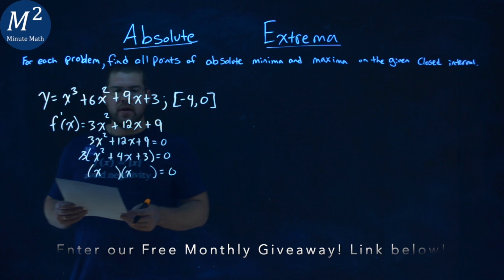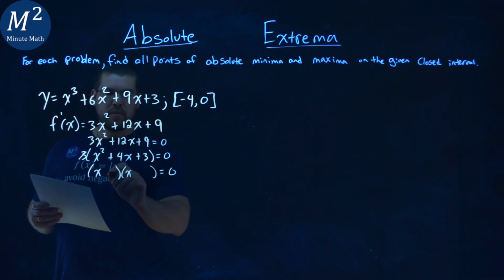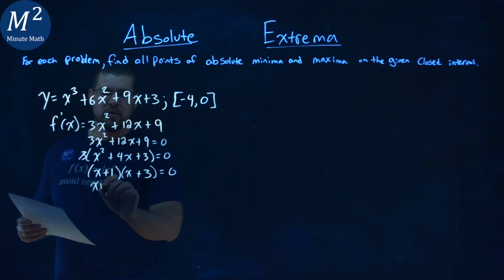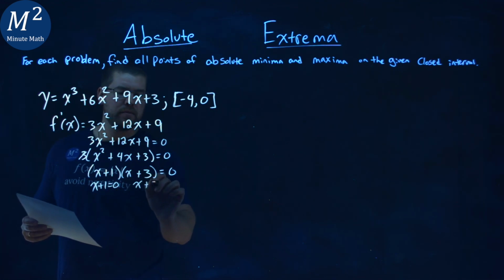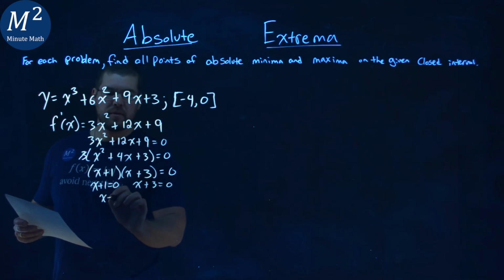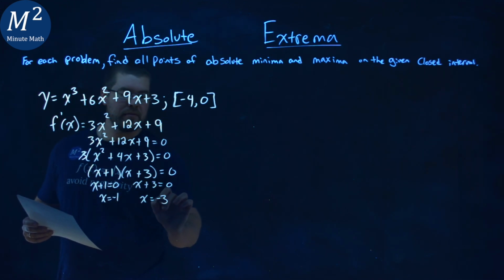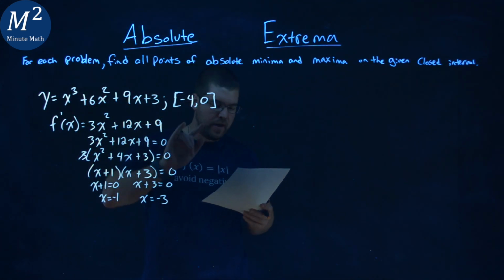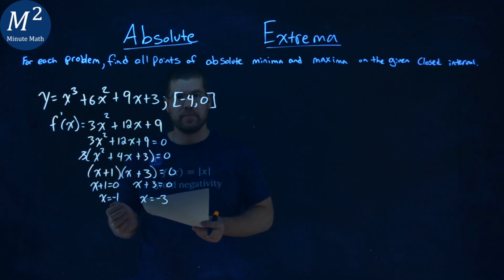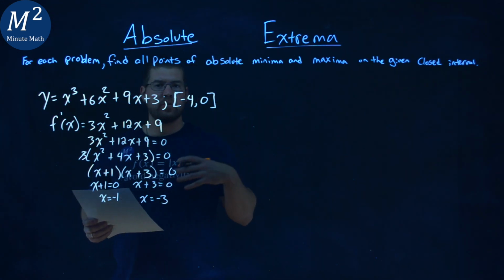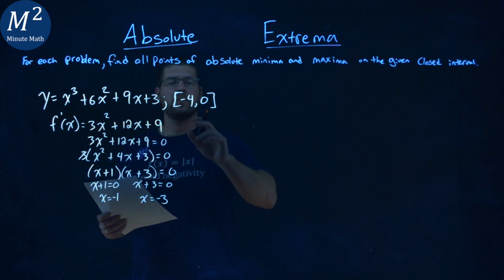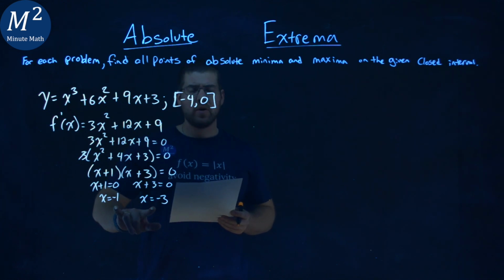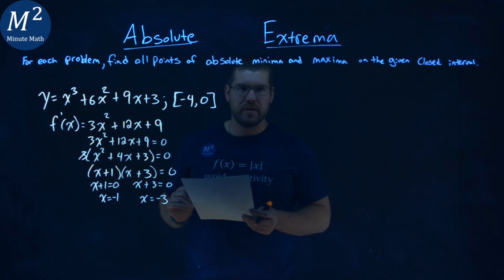Now we factor it here. Two numbers that multiply to 3 but add to 4 are 1 and 3, both positive. We set both of those equal to 0, x plus 1 equals 0, and you know how to do this. And solve. x equals -1 and x equals -3. Now we want to check: are both of these within our interval? And yes, they are. Since both critical values are in our interval, and we have a closed interval from -4 to 0 here, we need to check the critical values we found as well as the endpoints.